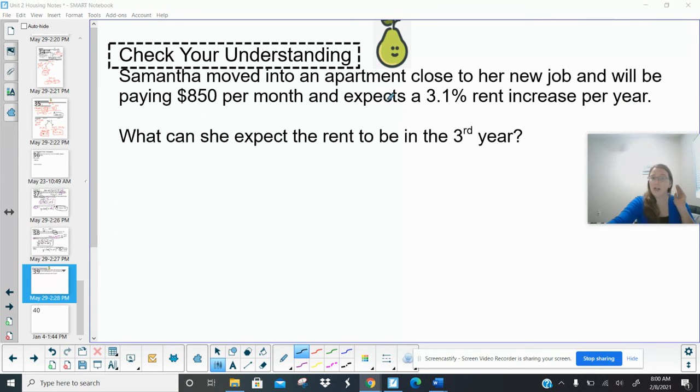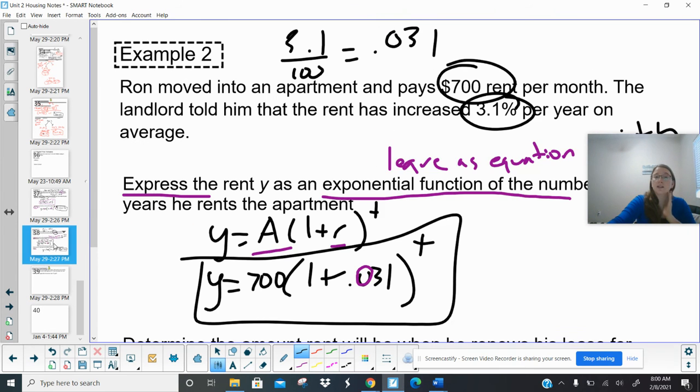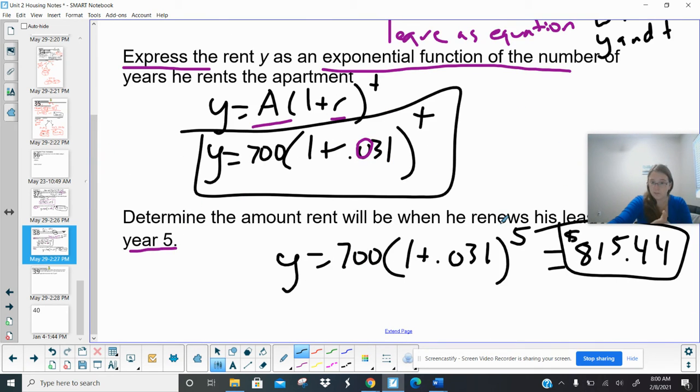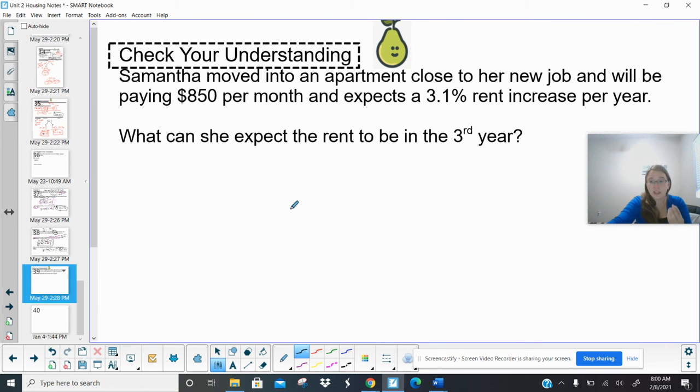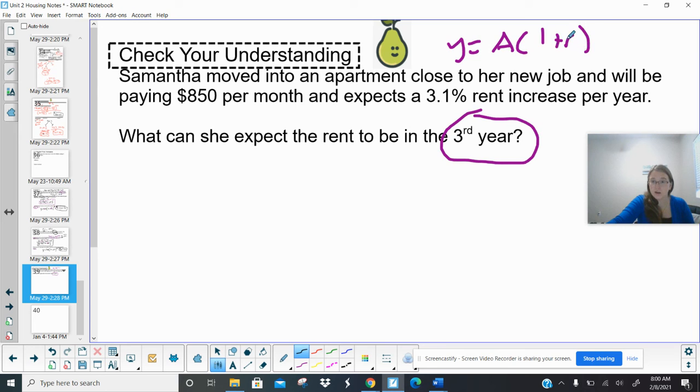So all I want you to do is try this one more time. Notice that we have all this information, and then it says, what can she expect the rent to be in the 3rd year? So notice it does not say to express it as a function. It just says this part. What is going to be her rent after the 3rd year? So you still have to write the equation, even though they don't say to, but our final answer is going to be us plugging in. So go ahead and write your equation. We got y equals a, 1 plus r, to the t, and then plug in your t of 3. Go ahead and try it.